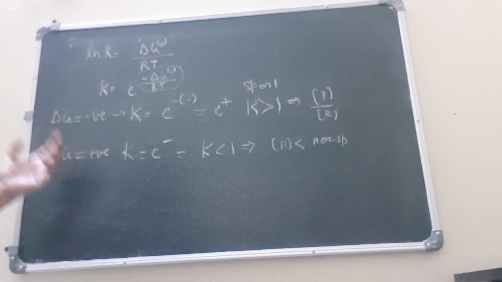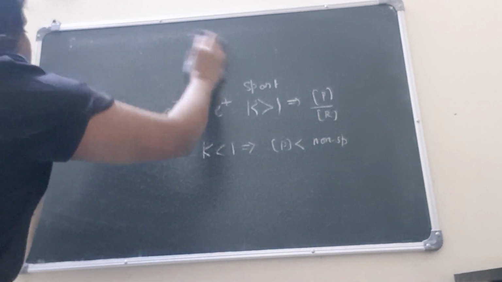Okay, so of course, if it is non-spontaneous in the forward direction, it will be spontaneous in the backward direction. We know this. That's why I don't want to confuse you. I'm just telling the both conditions only with respect to the forward direction. Okay, now let us take one example.